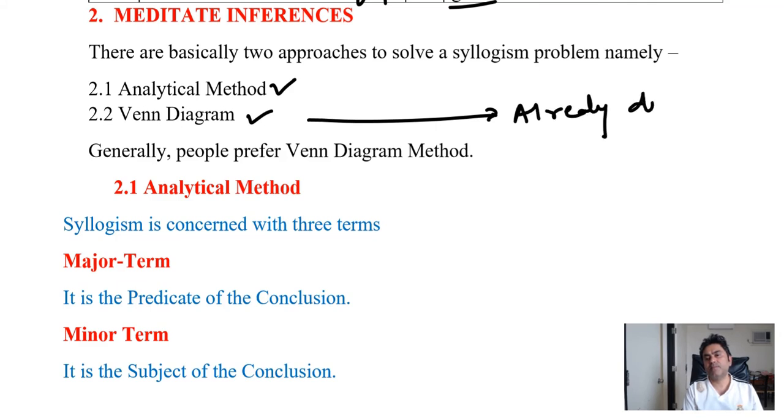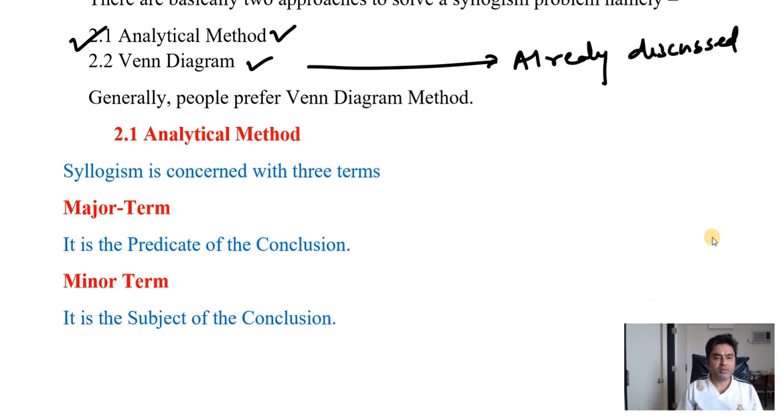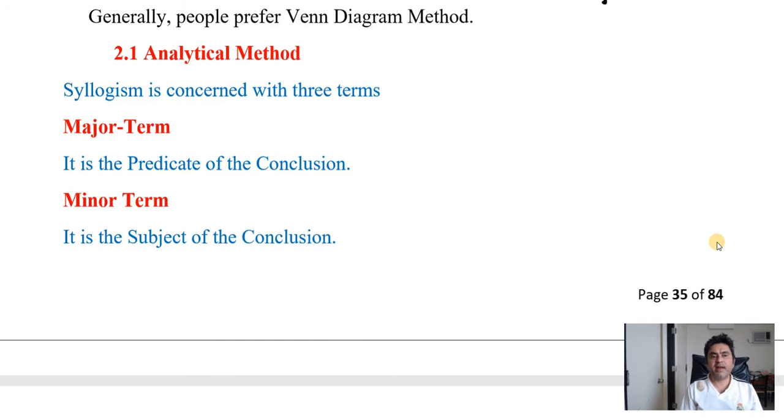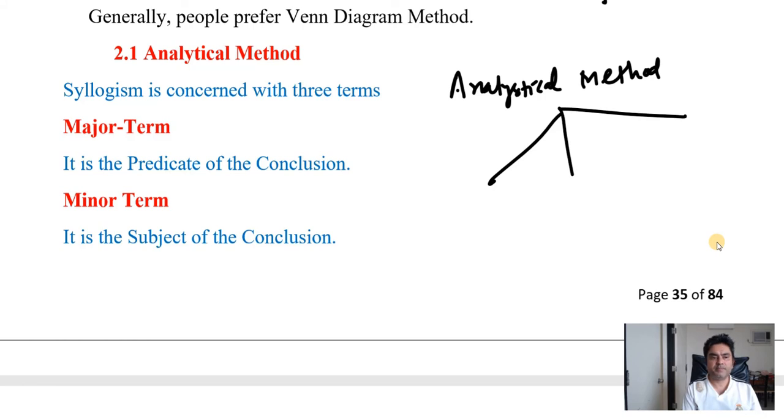Or you can say middle term. Now what is major term? It is the predicate of the conclusion. So there are propositions 1 and 2, but the conclusion will be given at the last. So you have to focus only on the conclusion.